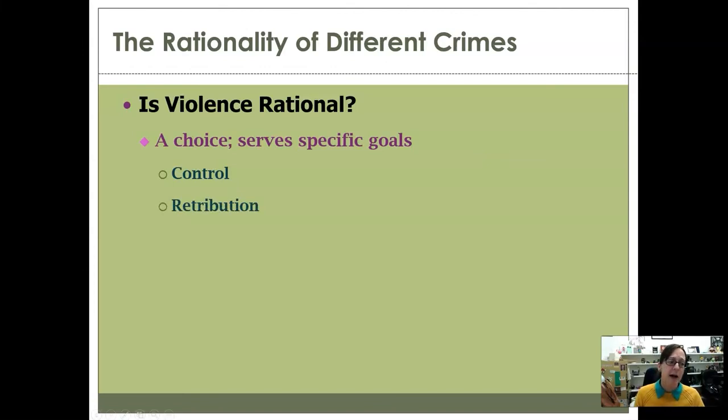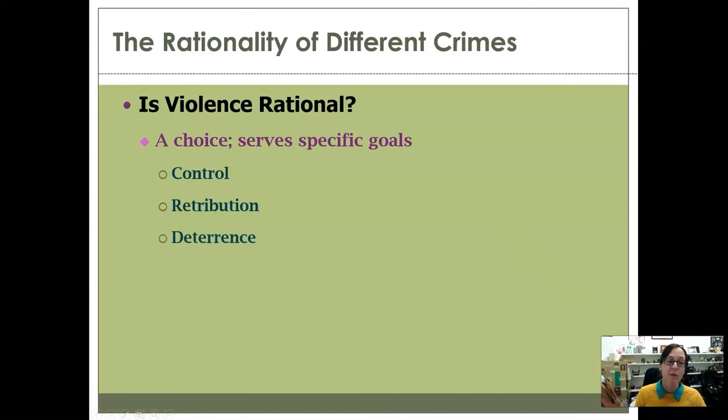Retribution is another common goal where they want to punish the victim for some perceived wrongdoing. And so they take the law into their own hands. So, for example, a drug dealer assaulting a thief who stole their stash, or the person who's supposed to be guarding a grow-up. And so then there's that retribution aspect.